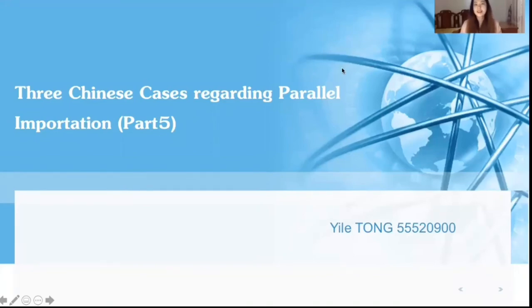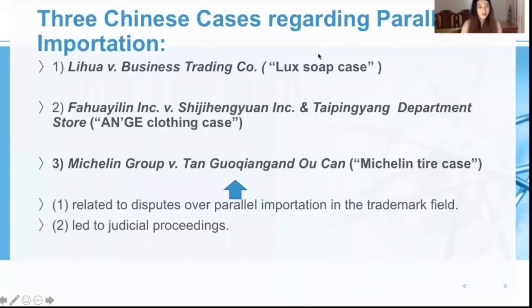Next, I'd like to discuss 3 Chinese cases regarding parallel importation. The 3 well-known cases, namely the Luxoap case, the Anchor Clothing case, and the Michelin Tire case, have not only related to disputes over parallel importation in the trademark field, but also led to judicial proceedings. These are 3 common examples of cases that have drawn direct attention from the relevant people regarding the issue of parallel importation.